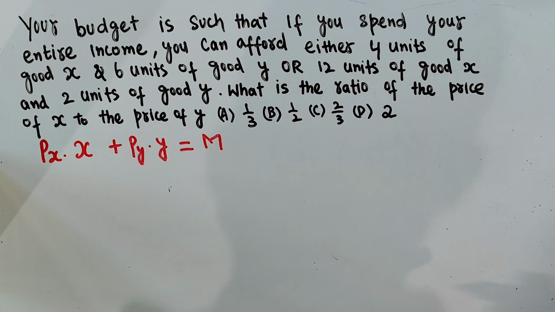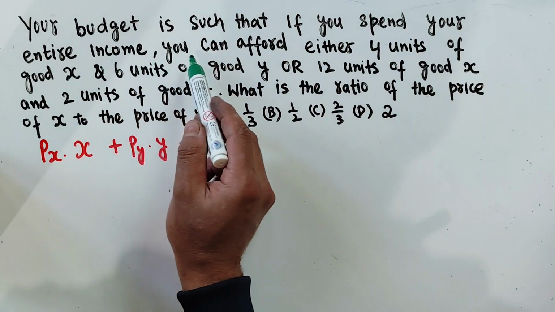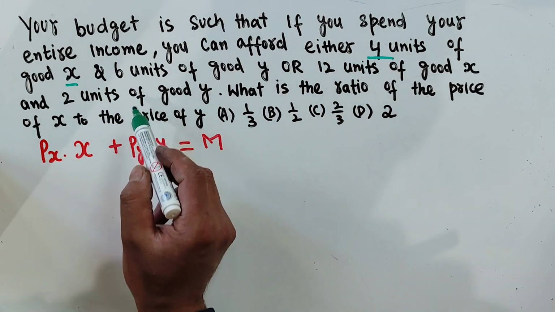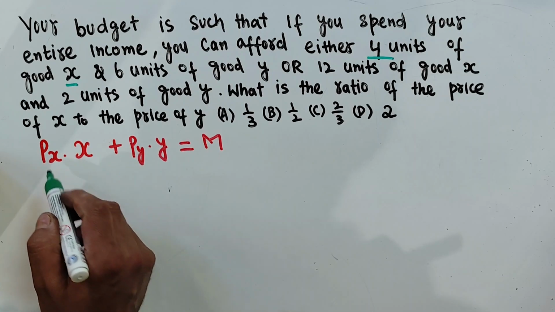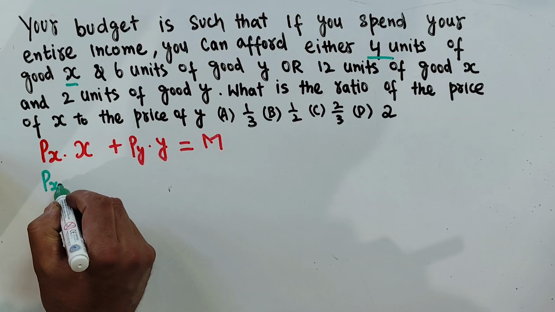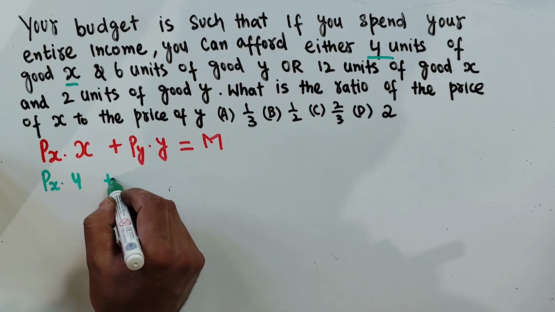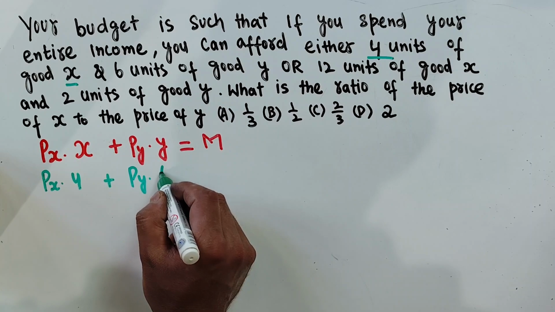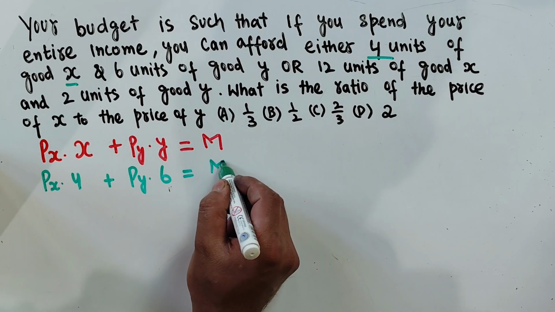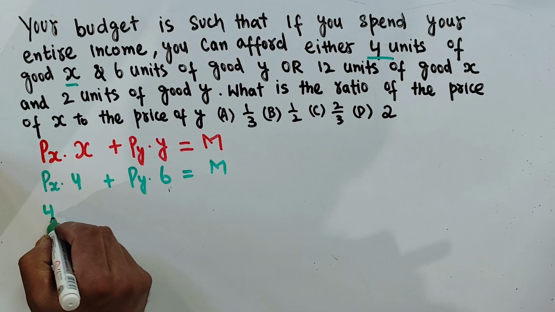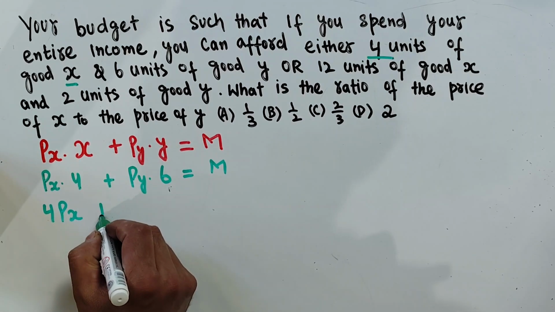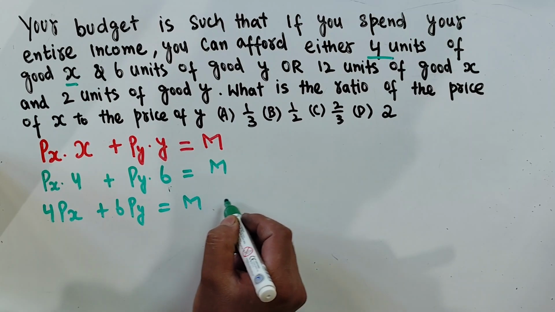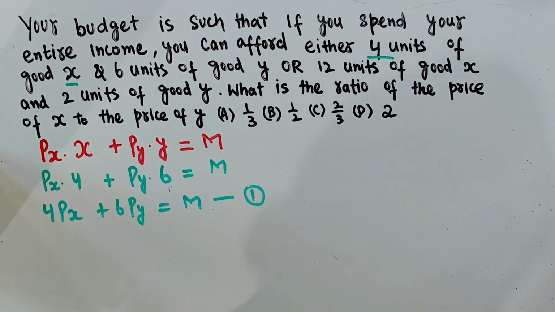Now what are we being told? We are being told if you spend your entire income, you can afford either 4 units of good X. So in place of X we have 4, so we have price of X into 4 plus 6 units of good Y, so price of Y times 6 should be equal to total income. Or if I write it in this fashion, 4 times price of X plus 6 times price of Y should be equal to the total income. Let us say this is equation first.